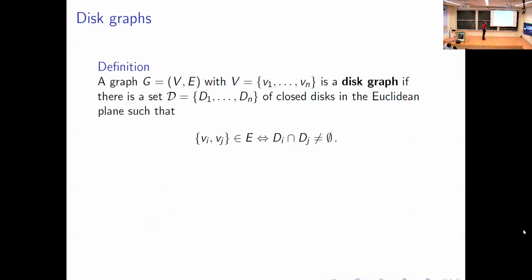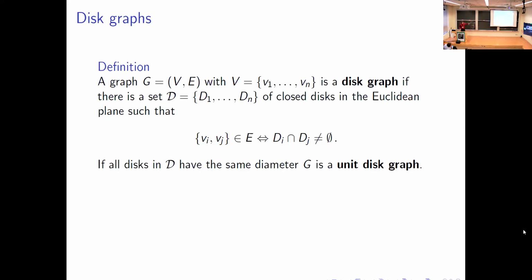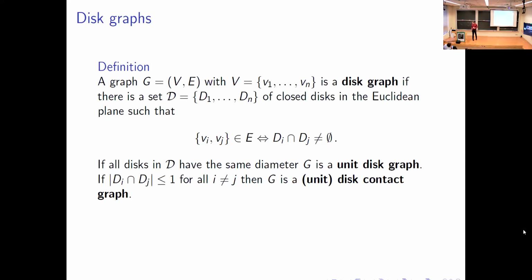right? So this brings us to the class of disk graphs. So a simple graph with vertices v1 up to vn is a disk graph if there is some representation of the vertices with closed disks, so the disks are d1 up to dn, such that there is an edge between vi and vj if and only if the corresponding disks have non-empty intersection. And moreover, if all the disks have the same diameter, then we call it a unit disk graph.